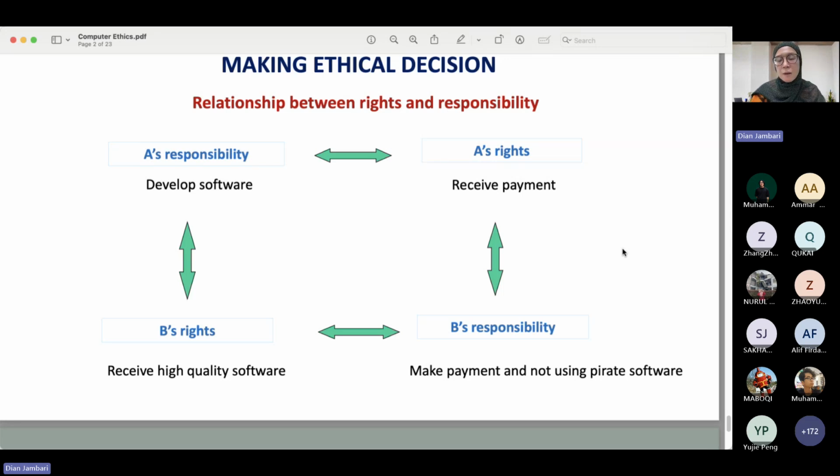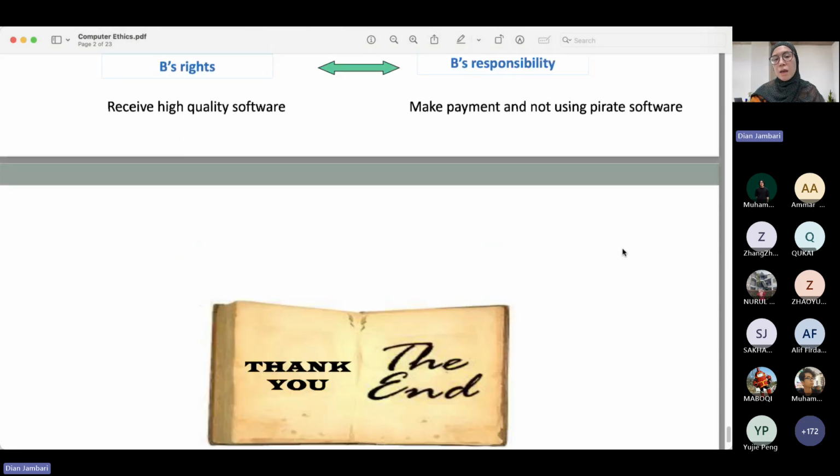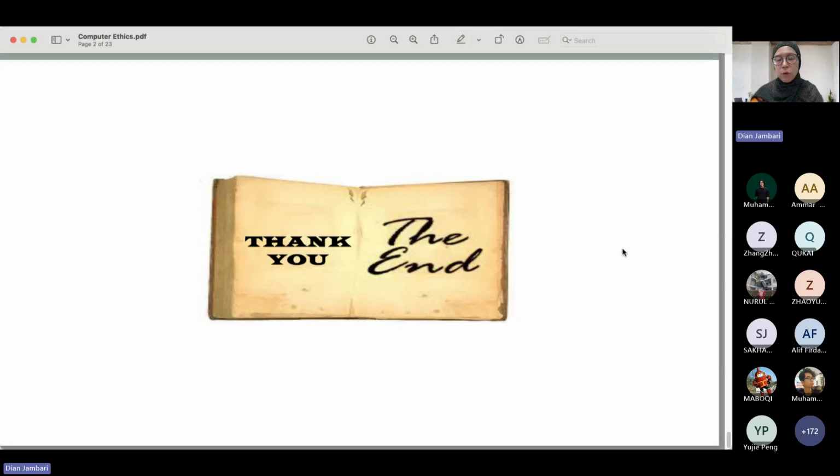So this is making ethical decisions between rights and responsibility from a professional and user. This relationship is important because it helps to make that ethical decision together with looking at the three perspectives. And why do they need to make this ethical decision? Because there are situations where the use of ICT can cause an ethical dilemma, as we've discussed in some of the examples. That is the focus of today's discussion, related to computing or ICT and ethical issues.